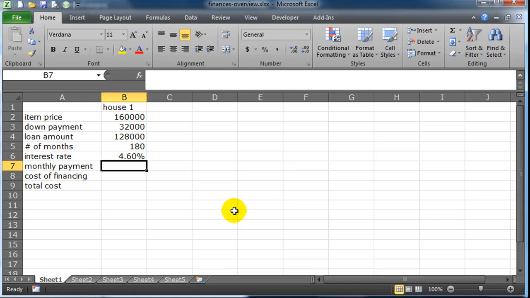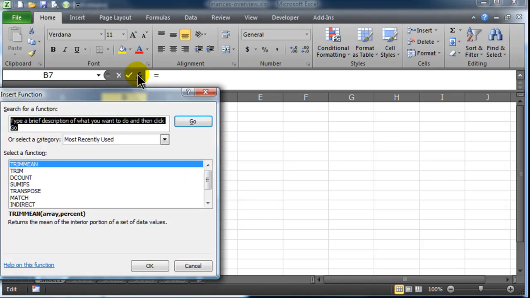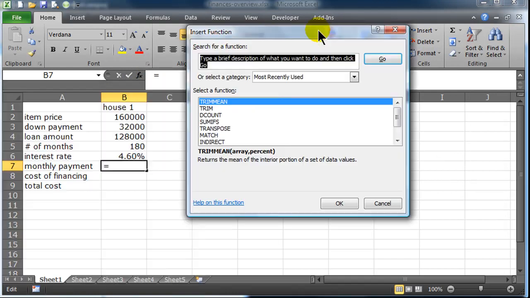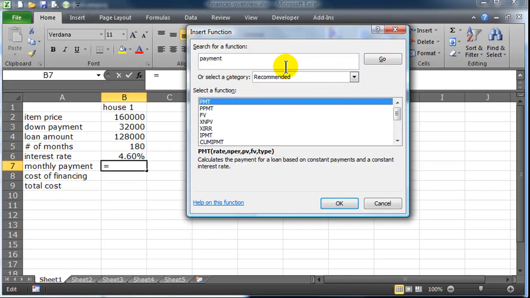In your previous use of Excel, you probably went into the paste function dialog box, which is fantastic. And of course, you could find the payment function. Do a search for it, and there it is, PMT. Calculates the payment for a loan based on constant payments and a constant interest rate.